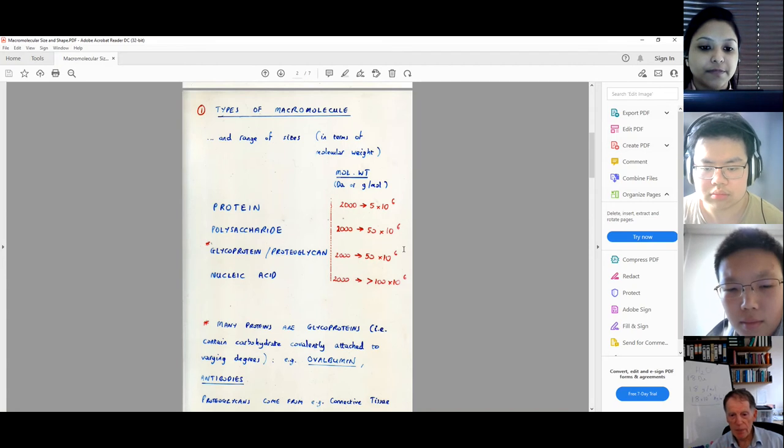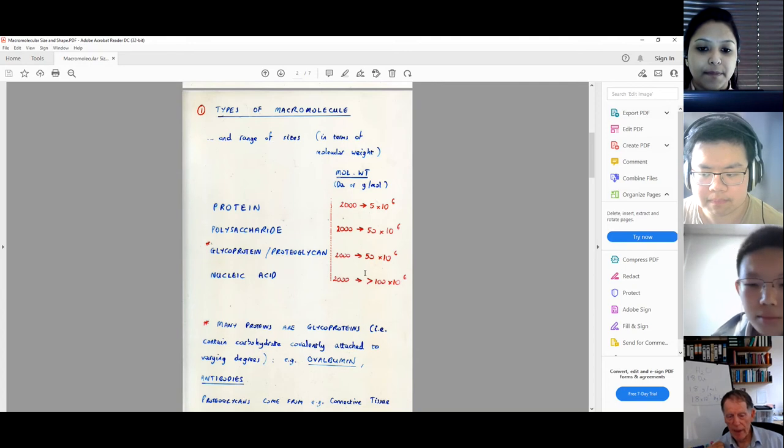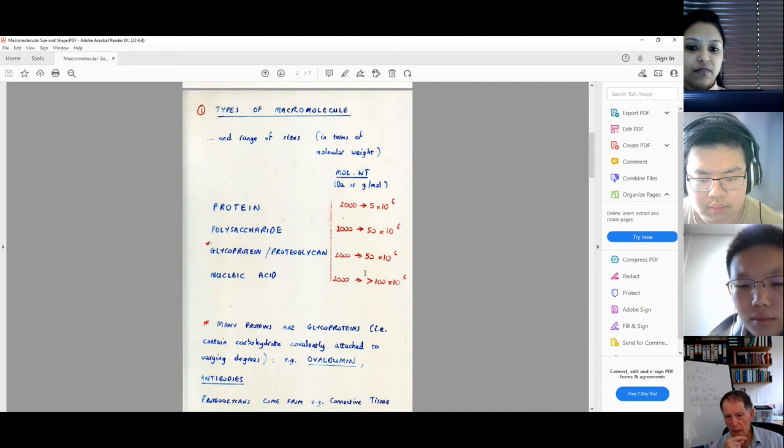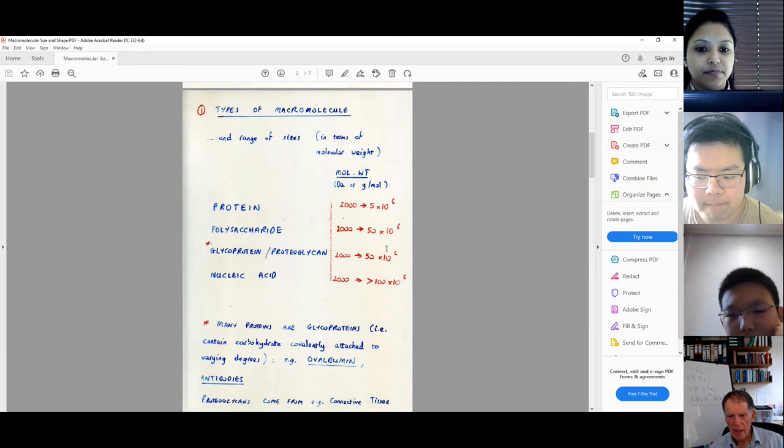Then we have glycoproteins, proteoglycans. Again, they can have a similar molecular weight range. You can have a small glycan antibiotic like vancomycin that has a molecular weight of, I think, about 1,500. You regard that as a glycoprotein, just at the bottom end of the scale, that has protein and some carbohydrate. And then the very large tissue proteoglycan complexes of 50 million molecular weight. And some of the mucin glycoproteins and mucus can go up to that size as well.